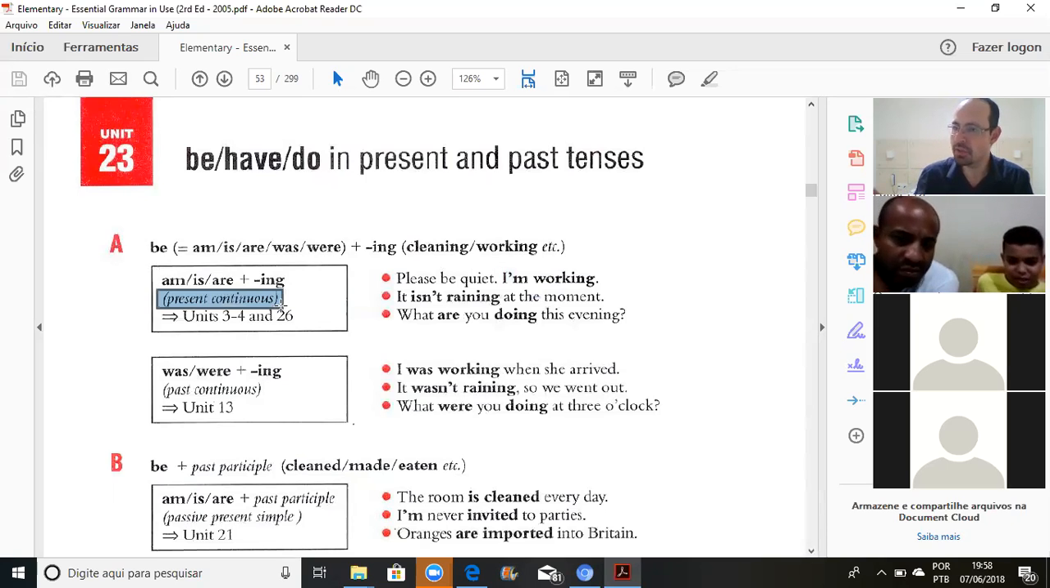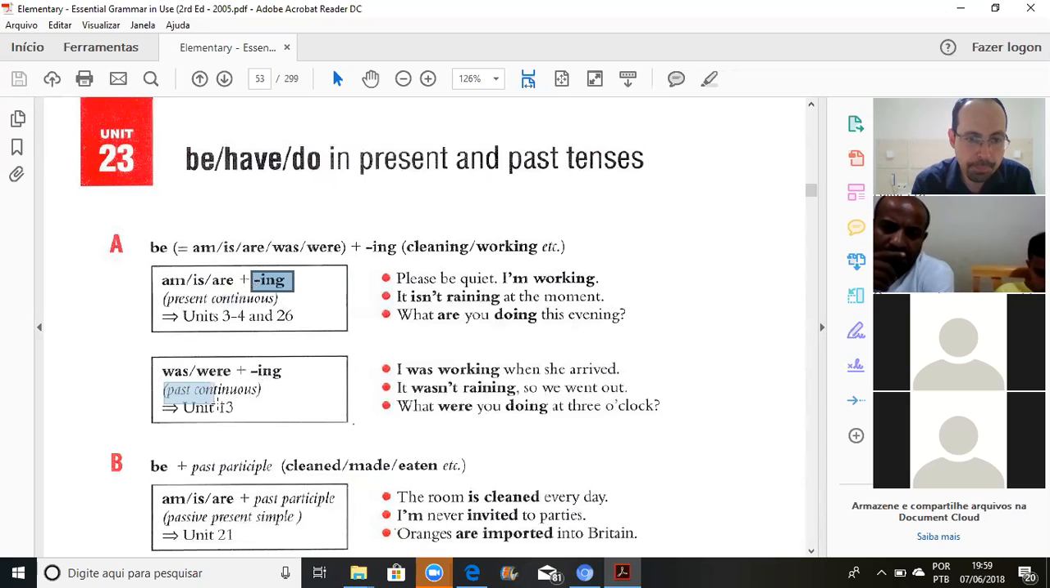I can say, it is raining. Or I could say, I am singing. Okay, if I'm a singer, I am singing. Something that is happening right now is the present continuous. Okay? How do I create a sentence? To form a sentence with present continuous, use am, is, are, which is the verb to be, plus ing. This is the present continuous.